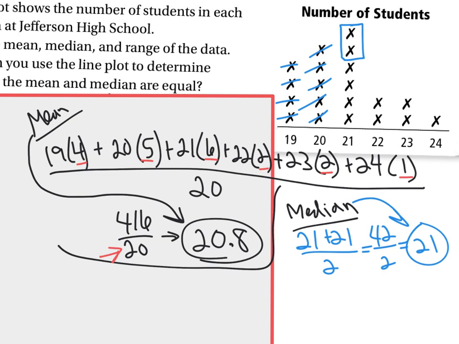We don't really have too much of an outlier here, so you might go with the mean if you were choosing one of these to describe the data.